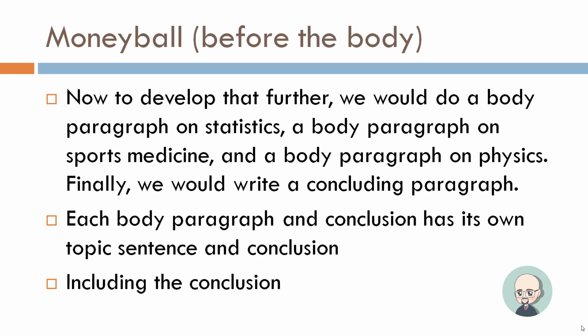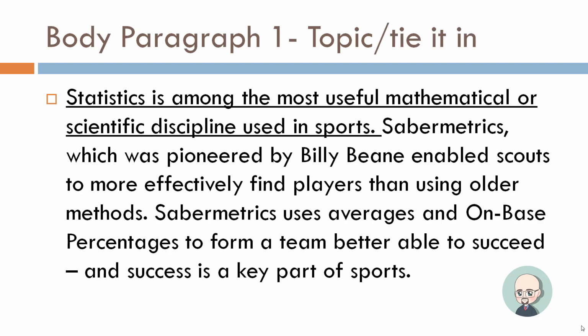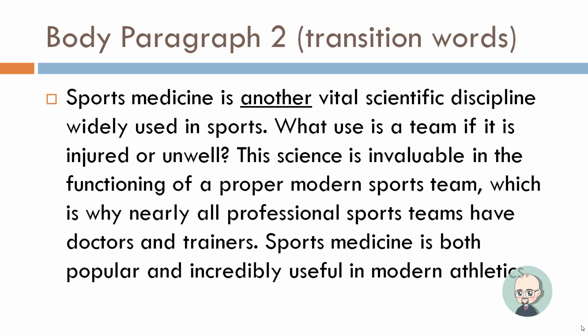Now, after the introduction, we would develop it further with a body paragraph on statistics, a body paragraph on sports medicine, and a body paragraph on physics. All right? And then we write a concluding paragraph. So each body paragraph and the conclusion also has its own topic sentence and concluding sentence. Okay? So body paragraph 1, I'm going to tie it in. Statistics is among the most useful mathematical or scientific disciplines used in sports. Sabermetrics, which was pioneered by Billy Beane, who I'm sure you're all sick of me talking about, enabled scouts to more effectively find players than using old methods. Sabermetrics used averages and on-base percentage to form a team better able to succeed, and success is a key part of sports. See how I wrapped that up? That had its own concluding sentence too.